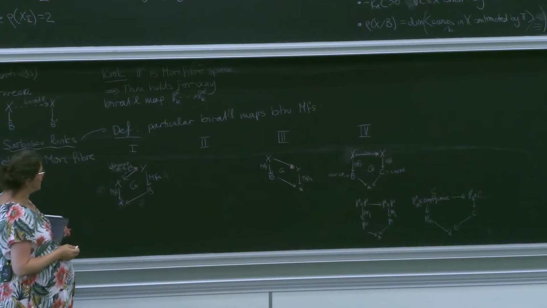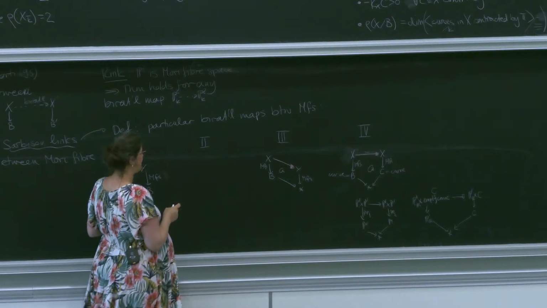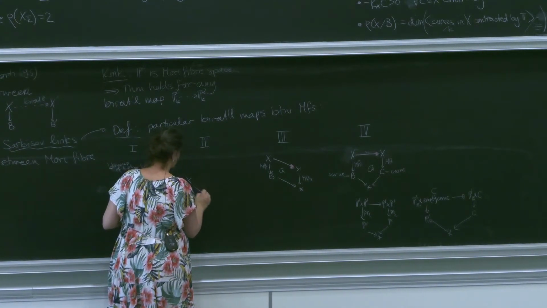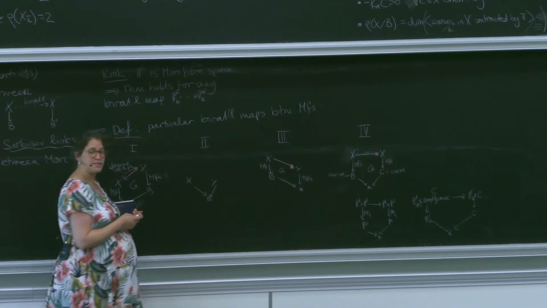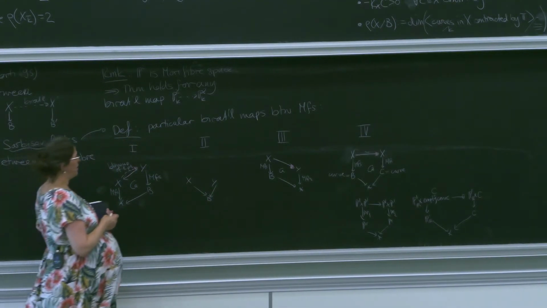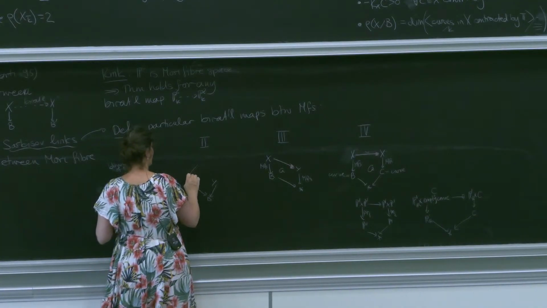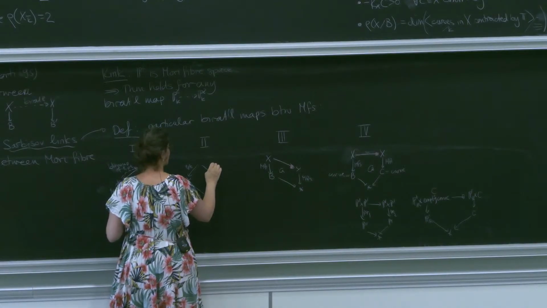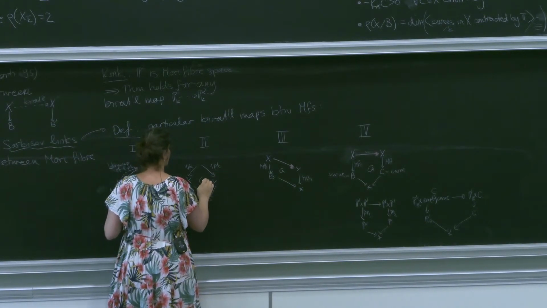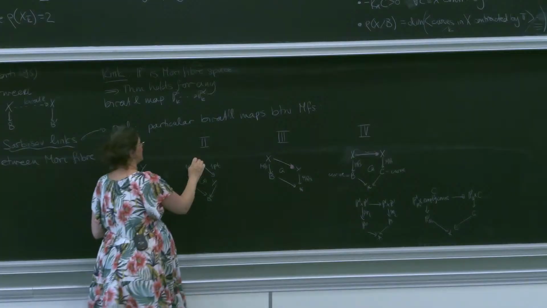Okay. And now type 2 is that I have two Mori fiber spaces that have a fibration to the same base. And then in each of them, I blow up one point, and I need to get a commutative diagram like this.